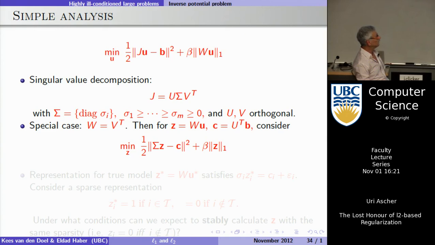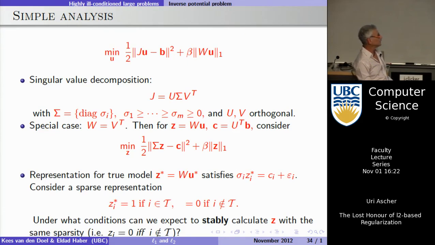Now, if this term was not around, take beta equals zero for a moment, then the minimization will give me sigma i zi equals ci for each i, and so zi is ci over sigma i. However, I have noise, and so the noise will be divided by sigma i. So for the smaller singular values, I'm going to get garbage increased. The typical thing to do here is to use truncated SVD, which says that if the sigma i's are too small, then set zi to be zero. Otherwise, set zi to be ci over sigma i. This is truncated SVD, and this is the workhorse for model reduction.